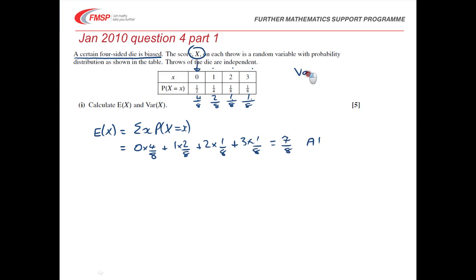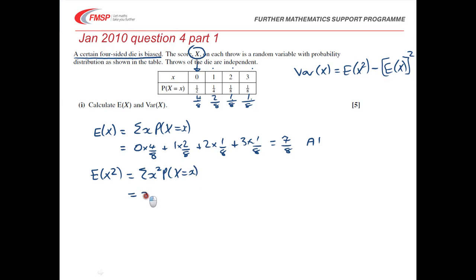Okay, so for variance, I showed you that the variance of x is equal to the expectation of the squares minus the square of the expectation. So to do this, we do need to work out what E of x squared is. So E of x squared is effectively the same thing, but instead of writing x, we're going to do x squared times their probabilities. And again, your first method mark is triggered by demonstrating that you're using this correctly.